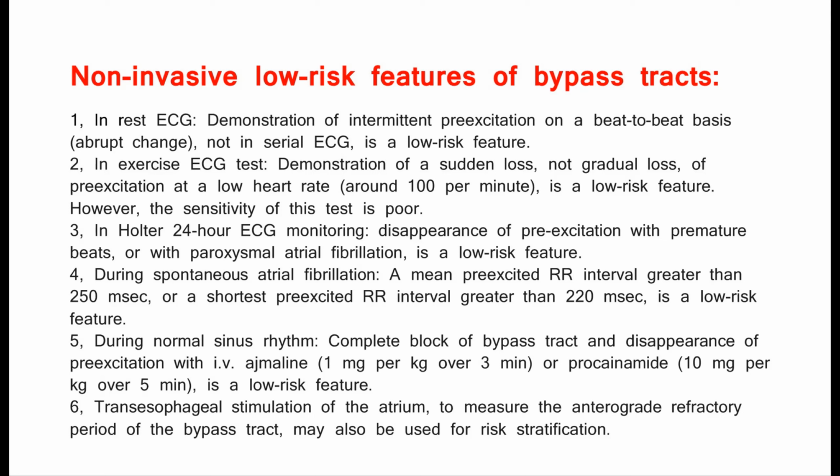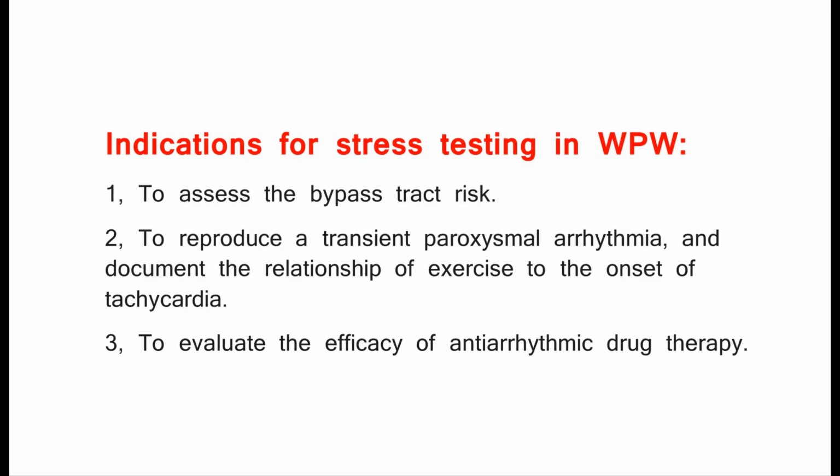6. Transesophageal stimulation of the atrium, to measure the anterograde refractory period of the bypass tract, may also be used for risk stratification. Indications for stress testing in WPW. 1. To assess the bypass tract risk. 2. To reproduce a transient paroxysmal arrhythmia, and document the relationship of exercise to the onset of tachycardia. 3. To evaluate the efficacy of antiarrhythmic drug therapy.